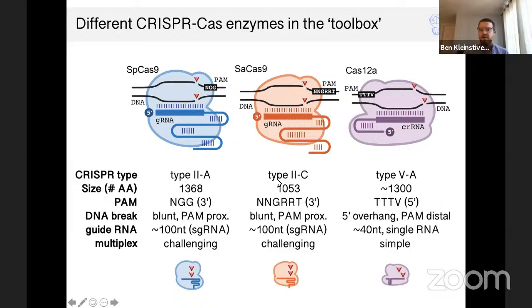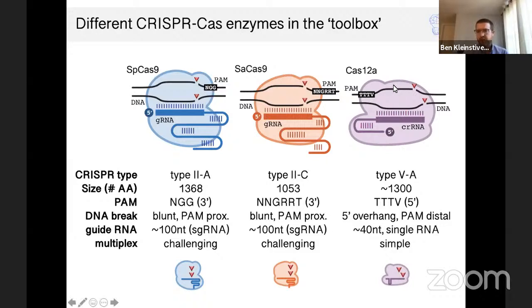It's quite a bit smaller than SpCas9, which means it has advantages for packaging into viral vectors, but there's a trade-off because it requires this longer PAM motif, which means it can't be targeted to as many sites in a given random sequence genome. And then there are largely very different Cas enzymes like Cas12 that have numerous different properties versus Cas9.